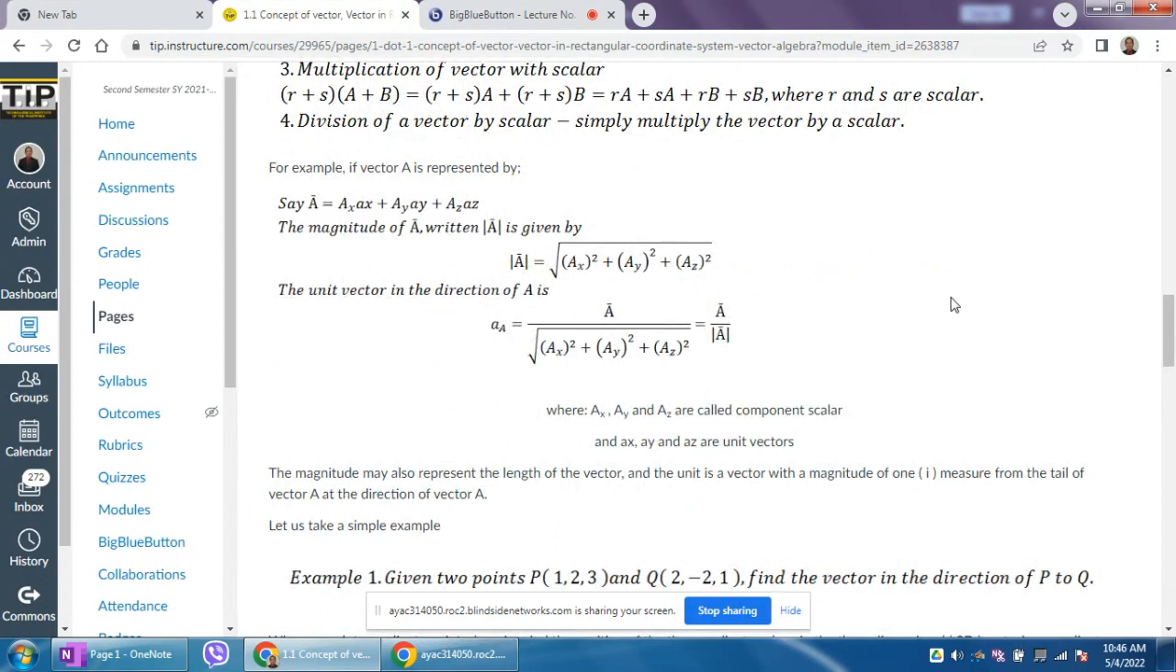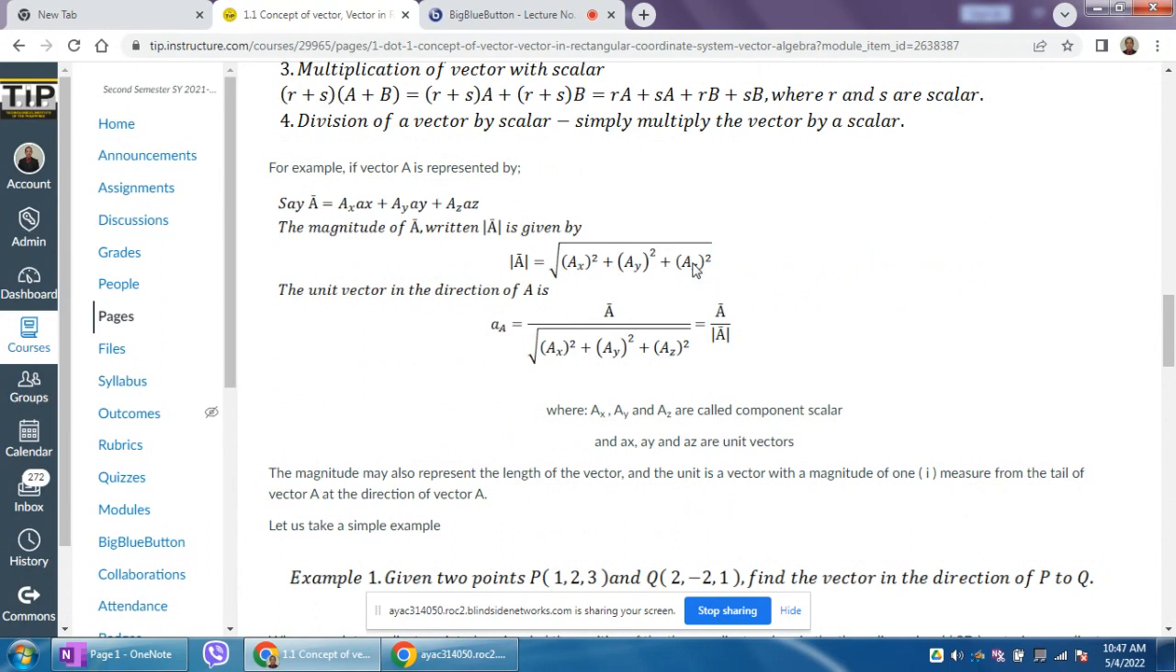Okay, for example, if vector A is represented by, say for example, A is equal to AX plus, babasahin ko na lang po ng diretso ha, AX plus AY plus AZ. The magnitude of A, written with the vertical symbols, is given by the square root of AX square plus AY square plus AZ square. So ito po yung formula natin. This is the formula for solving for the magnitude of a given vector.